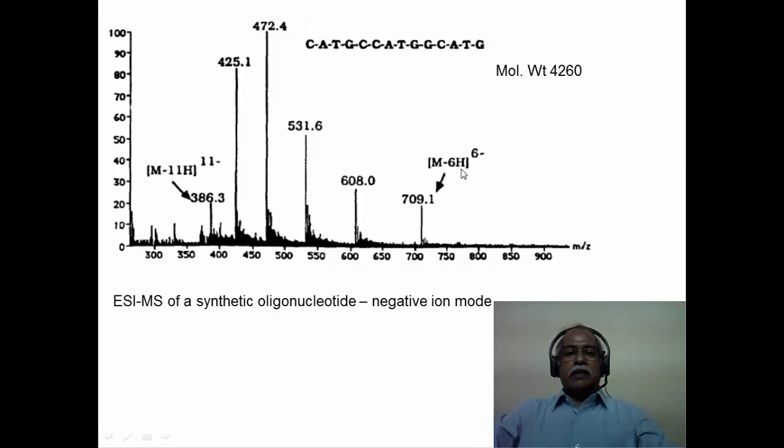It is not a very large molecule. Nevertheless, one can see, for example, all the way up to M minus 11H. In other words, 11 negative charges are present in the skeleton of this particular polynucleotide. And if you divide 4,260 by 11, you essentially get around 386 or so, corresponding to the molecular weight of this particular oligonucleotide molecule.